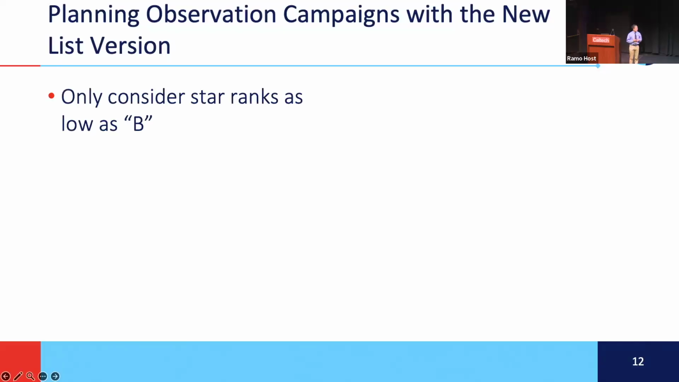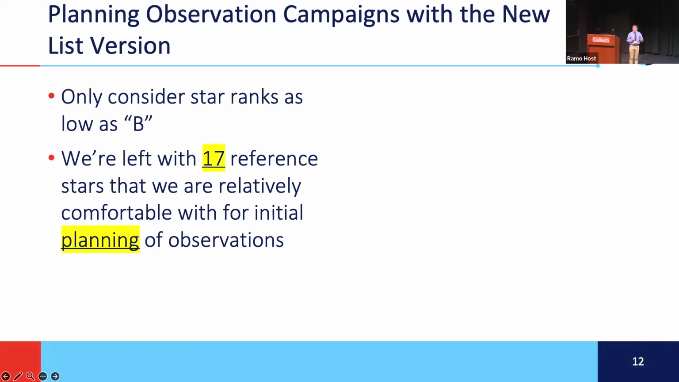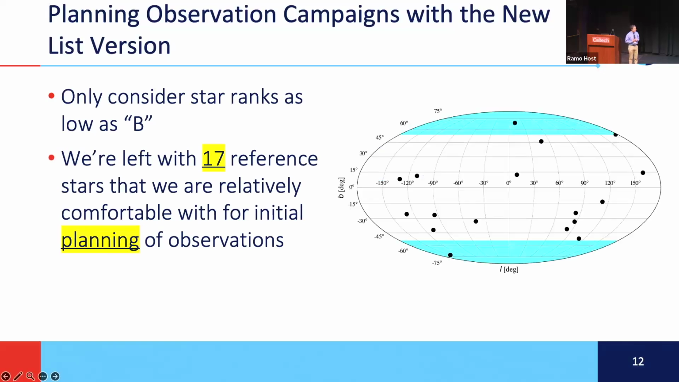So to do this, we're going to remove the inherent risk of our rank C reference stars, and only consider ranks down to rank B. This leaves us with a list of 17 that we feel relatively comfortable with in terms of planning our observations. Here they are in the sky.